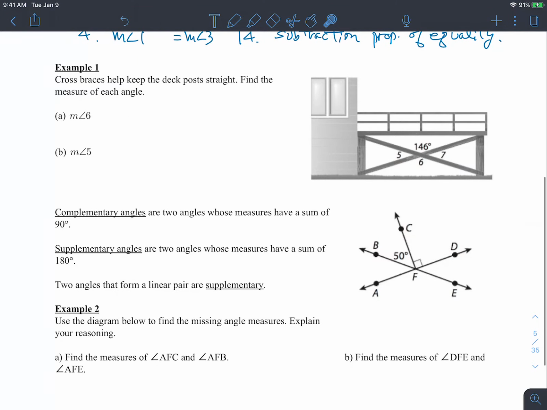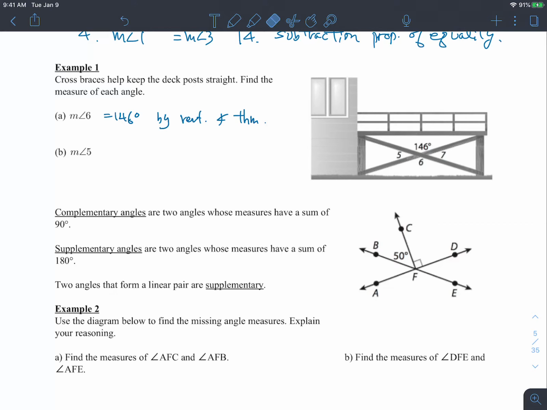Now that we know that, let us apply this idea. What is equal to angle 6 by looking at the picture here, guys? If you said angle 6 is equal to 146, what would be the reason? Right, by the vertical angle theorem. You could say vert angle theorem. That'll be fine. How about angle 5? What do you think?